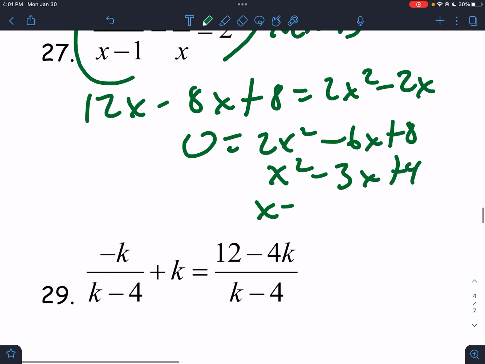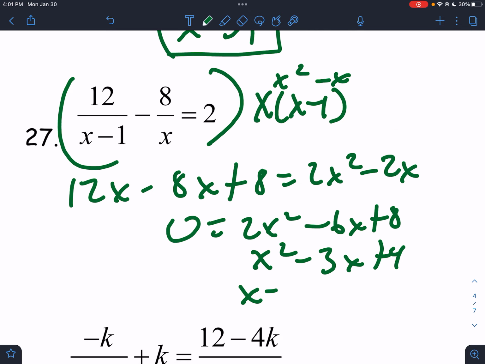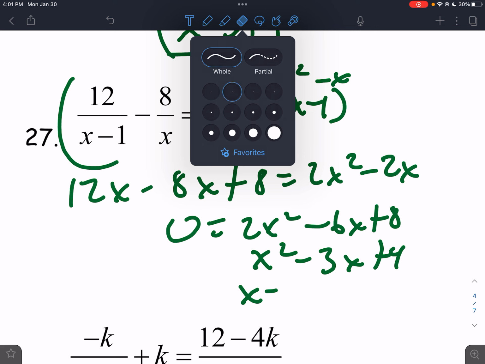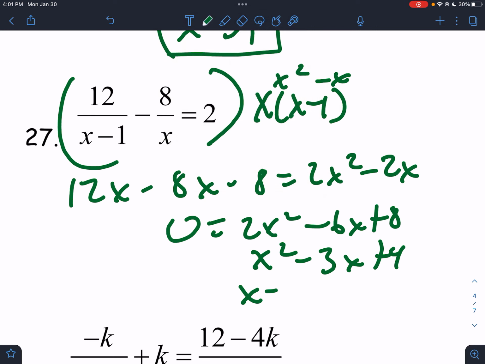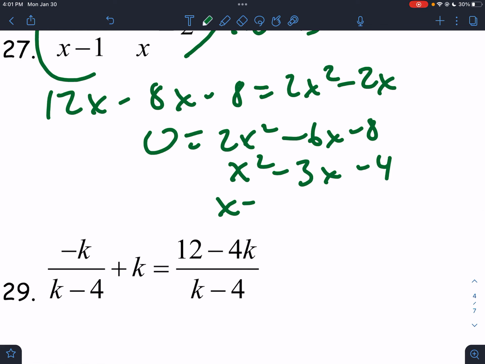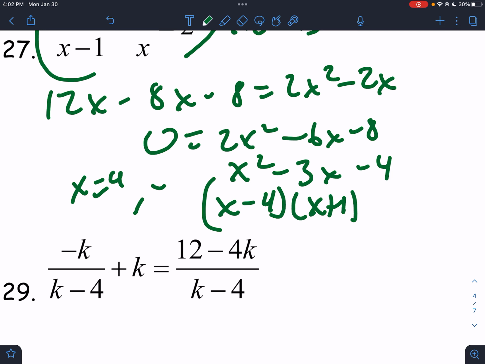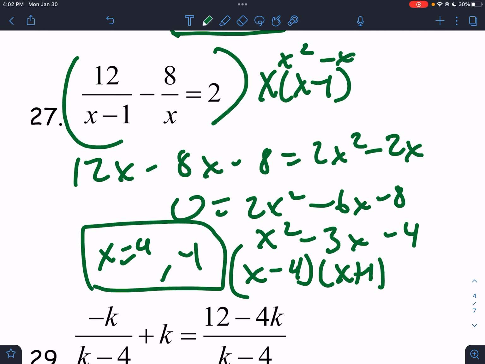Maybe I messed up. Let me look here real quick. So that'd be x squared minus x. That's 2x squared minus 2x. That is 12x. That is 8x minus 8. See, that's why we check our work. 8x minus 8. So over here, this would be minus 8 and minus 4. So that would be what factors of 4 subtract to equal 3. That'd be minus 4 and plus 1. So x equals 4 and negative 1. We go up here. Can it be both? Yes, it can. And we're good.